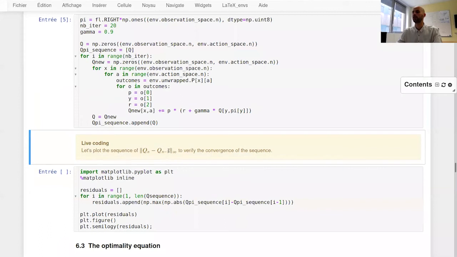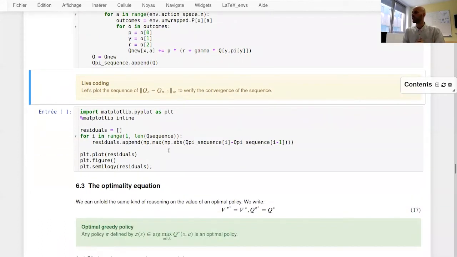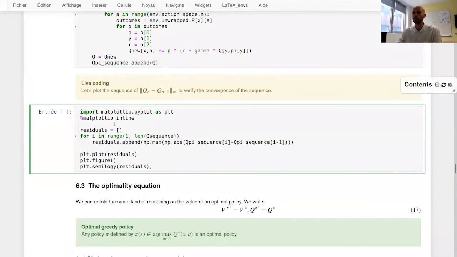Let's now plot the sequence of differences between those consecutive q functions to verify that the sequence actually converges. So I will import matplotlib so that I can actually plot. I will define a vector of residuals. The residual will be the supremum norm of the difference between q n and q n minus one. And so here is how I compute it, for i in range of n up to the end of the sequence. Sorry, this should actually be q pi sequence. Residuals dot append of the supremum norm of the difference between the two functions.